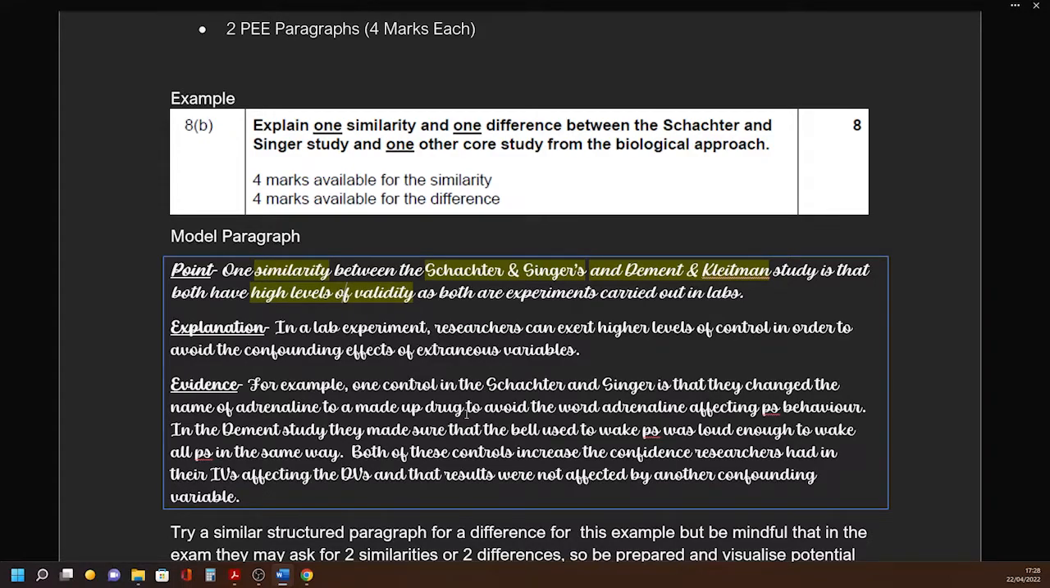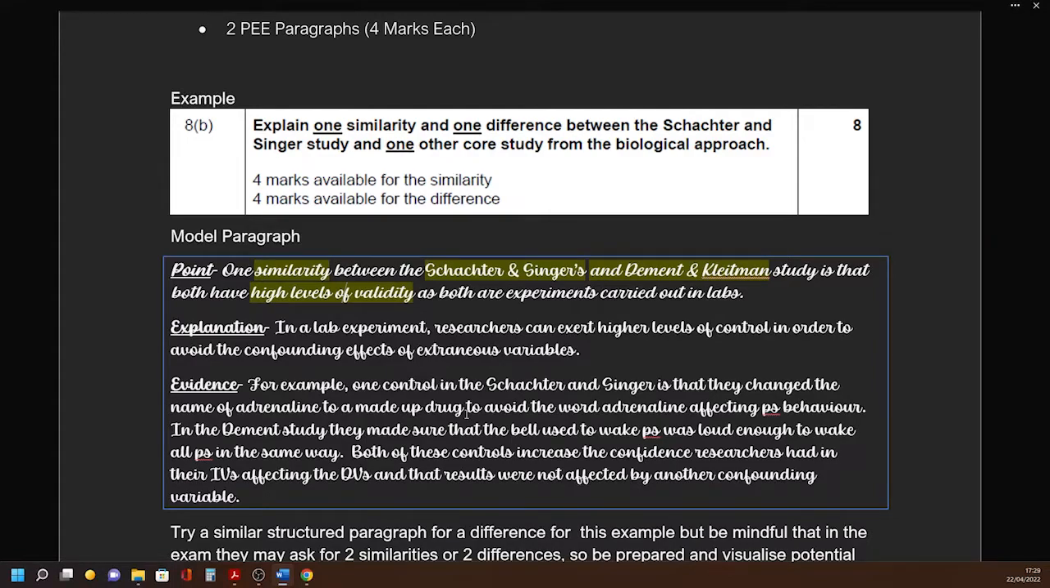So, for example, one control in the Schachter and Singer study is that they changed the name of adrenaline to a made-up drug to avoid the word adrenaline affecting the participants' behavior. If you tell people I'm going to inject you with adrenaline, that's obviously going to have some sort of psychological effect, and people might end up displaying symptoms or characteristics very similar to what you would expect when people actually get injected with adrenaline. So to avoid that, they changed it to Suproxin.